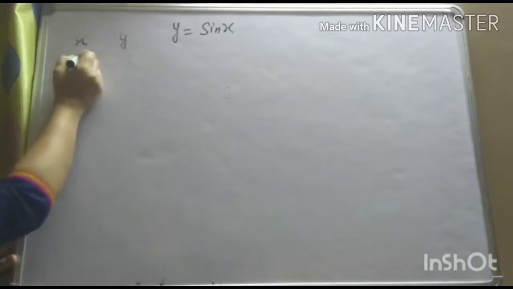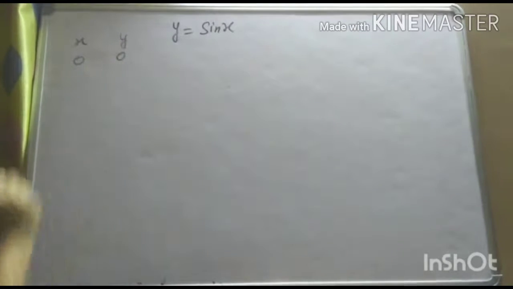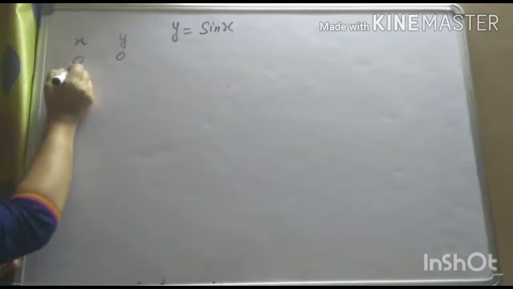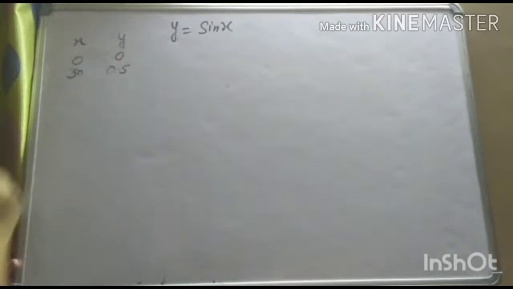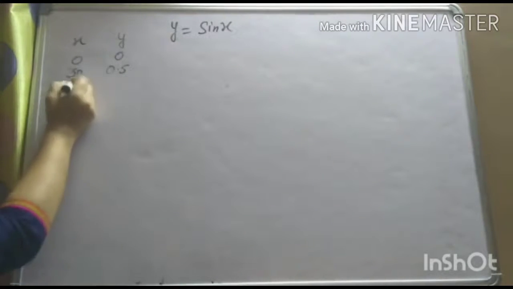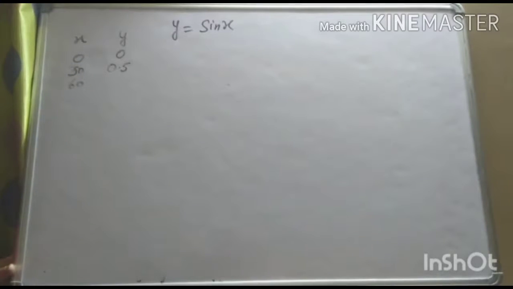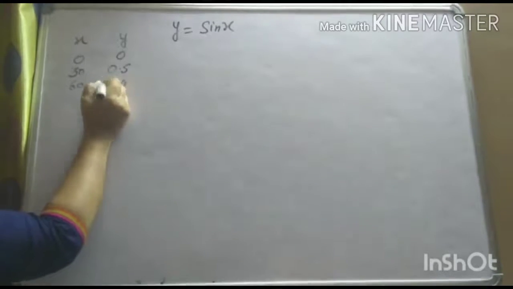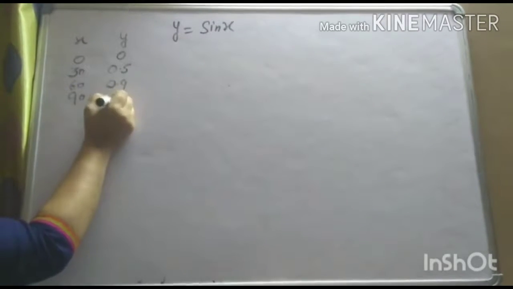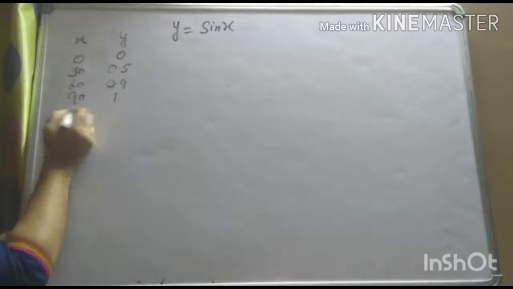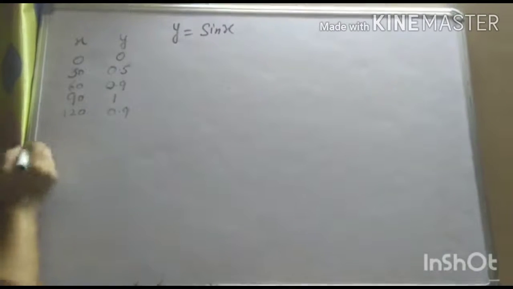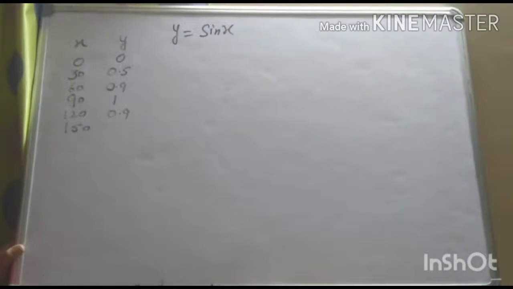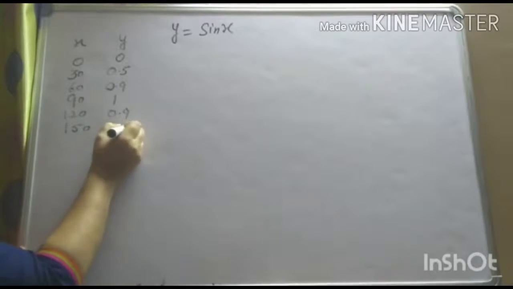So if x is 0, then sine 0 is 0, it means y is also 0. If x is 30, then sine 30 is 1 by 2, that is 0.5. If x is 60, then sine 60 is root 3 by 2, that is 0.866. We can write it as 0.9. And sine 90 is 1. Then 120, sine 120 is 0.9. Then 150, sine 150 is 0.5.